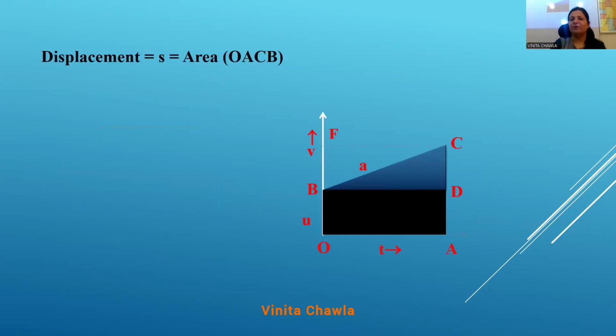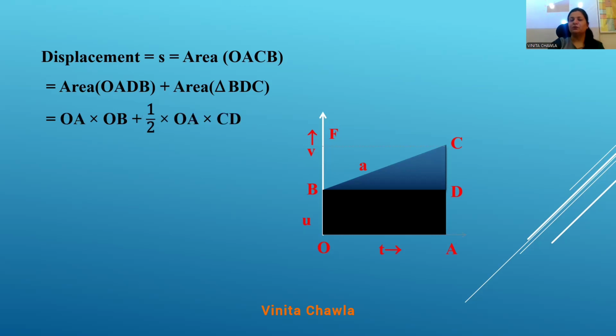So we find displacement by finding the area under the VT graph. Okay, so the area of this shape is the area of this rectangle plus the area of the triangle. Area of rectangle is length into breadth, OA into OB. Yes, you're right. And area of triangle, this is a right angle triangle, half into base into height. So base is BD and height is CD. Okay, so now for OA, we can write T. For OB, we can write U.